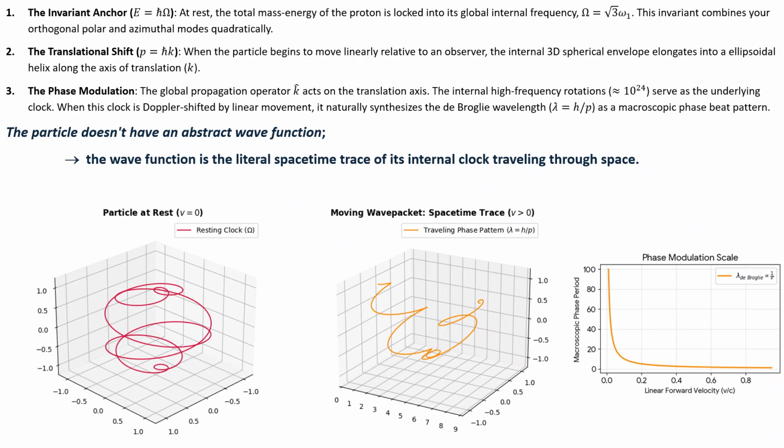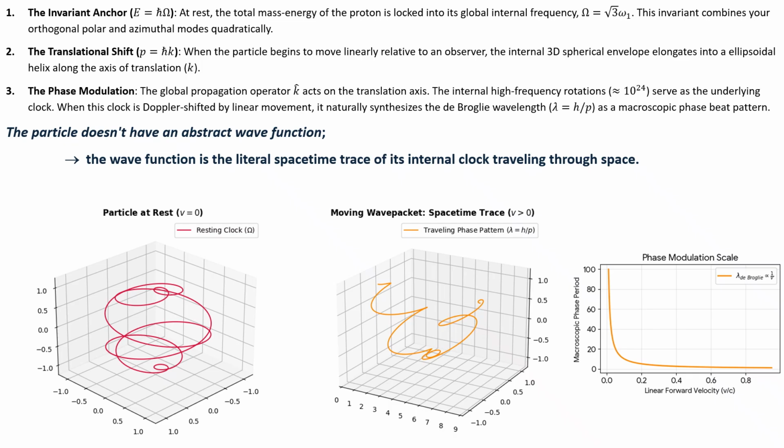I wrote here some rather highbrow stuff that you can read in my papers. Once it moves laterally, we may define a propagation operator, K with a little hat on it, which acts on the translation axis. So the rest is the same. We calculate this internal high frequency rotation, the capital omega, as you know, of the order of 10 to the power 24, the underlying clock. And this clock is Doppler shifted by linear movement.